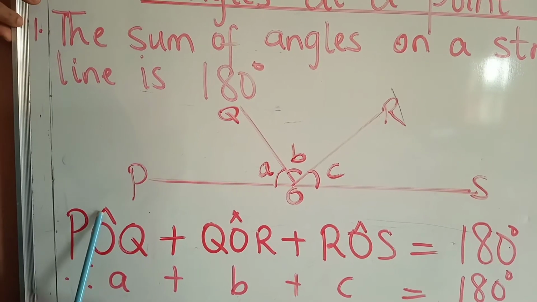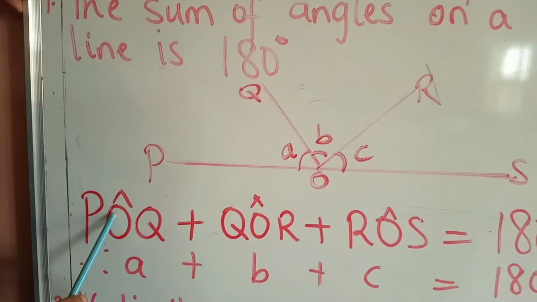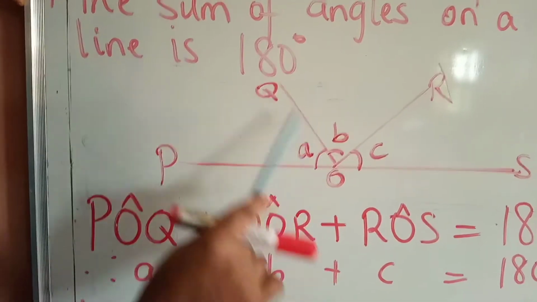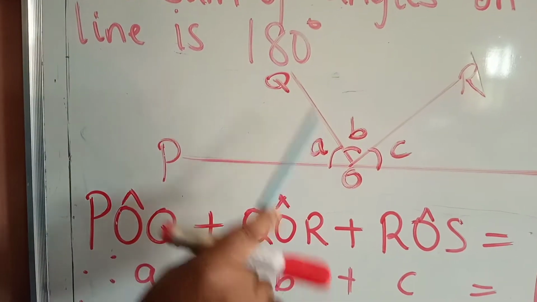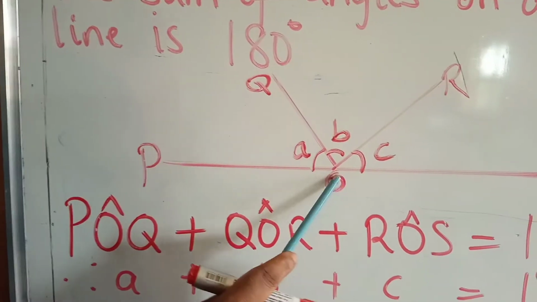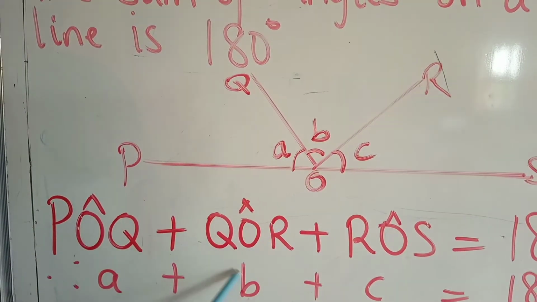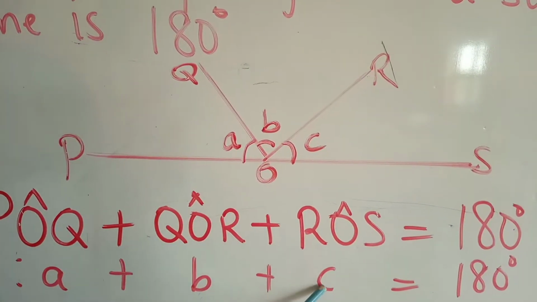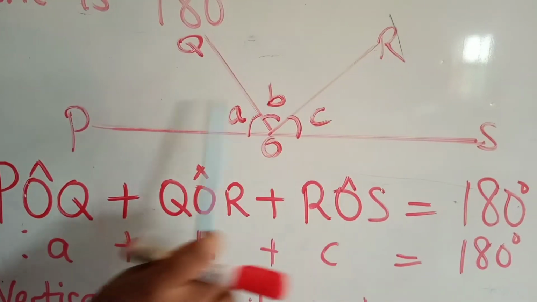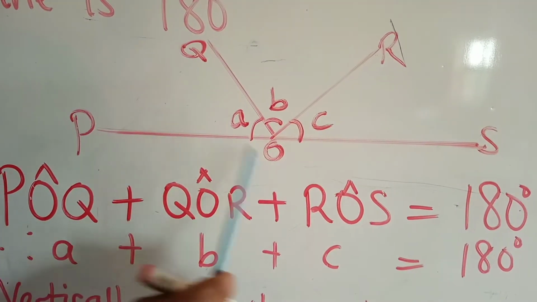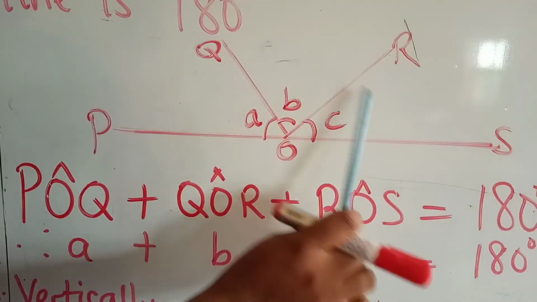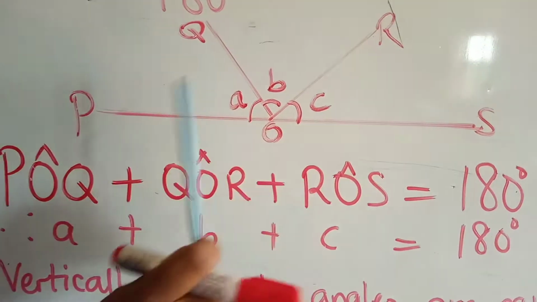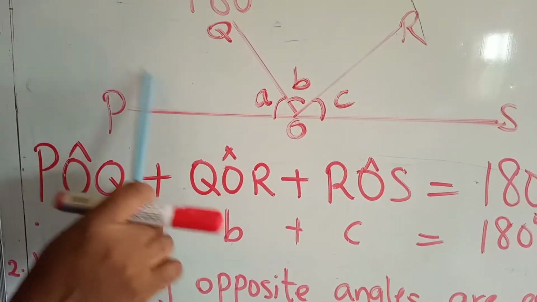Now you have angle P or Q. Whenever you see a sign like this, it shows the particular point where the angle lies. We have P, O, Q, that is angle A. We have another angle, Q, O, and R, that's angle B. We have the last one, R, O, and S, that's angle C. You can see that all the angles lie on the same line, which is POS. When angles lie on the same line, they sum to 180 degrees. That's just the mathematical rule in solving this problem.